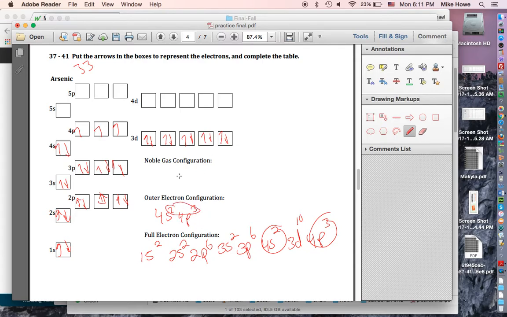The noble gas configuration: you'd go back to the previous row, the previous series above arsenic. So if you're looking at a periodic table, you can see that that's argon. So you write down the configuration of argon, and that includes 18 of these 33 electrons. So 2, 4, 10, 12, 18 goes right there. So what's left over is the rest of the noble gas configuration.